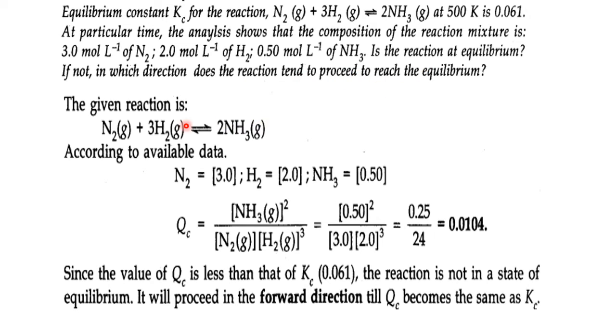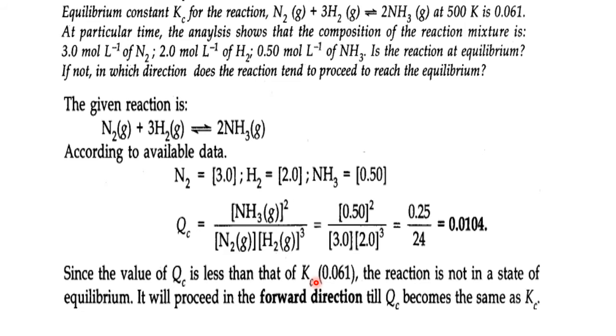Okay, we will calculate. First, this is the chemical equilibrium reaction for the formation of ammonia from nitrogen and hydrogen. Now, he has given the data at a particular time. That means we have to calculate Qc, not Kc. So Qc equals product by the reactant. After simplification, Qc equals 0.0104. What is the Kc value? The Kc value is given in the question itself, 0.061.